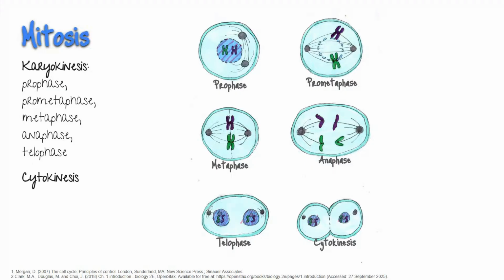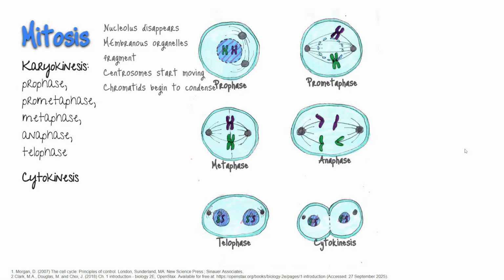The phases of karyokinesis are prophase, prometaphase, metaphase, anaphase, and telophase. Prophase, also called the first phase. In this one, the nucleolus disappears, the membranous organelles fragment, the centrosomes start moving to the periphery, and the chromatids begin to condense, but not fully. You can barely see them on the light microscope.